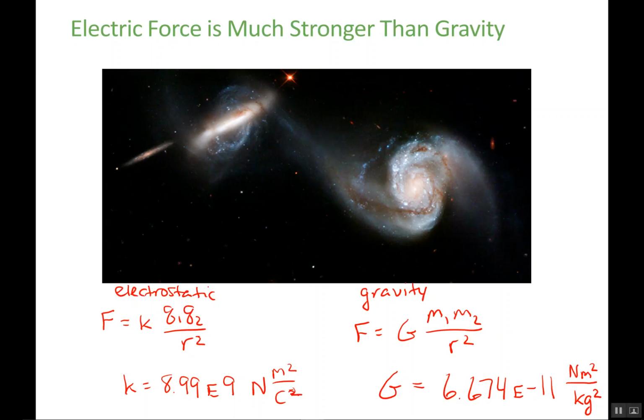And this is important because if it weren't for the fact that negative and positive charge were roughly balanced in most objects that we see in the world around us, then those objects would not be able to exist. They would be ripped apart by the strength of the electrostatic force.